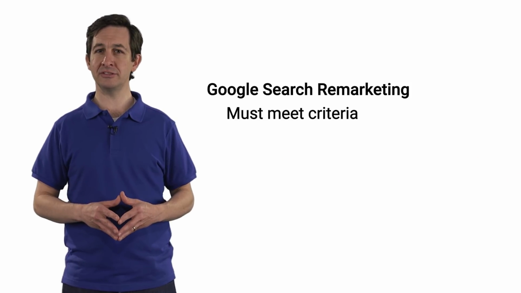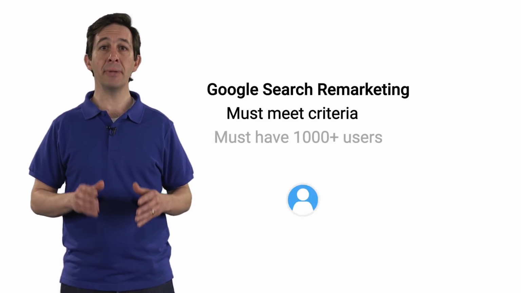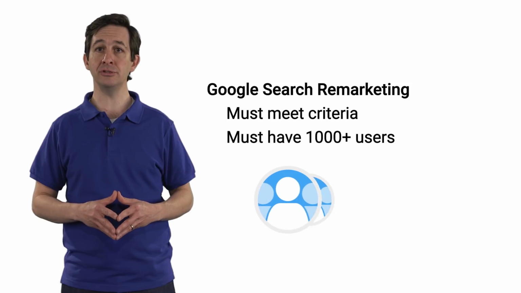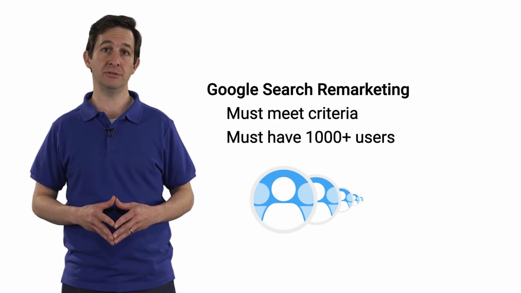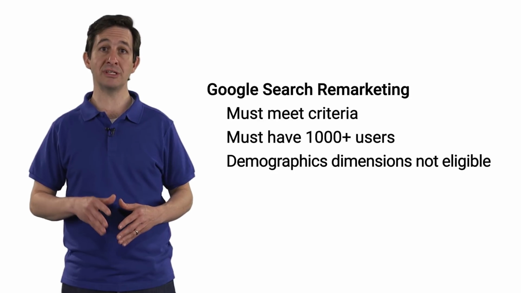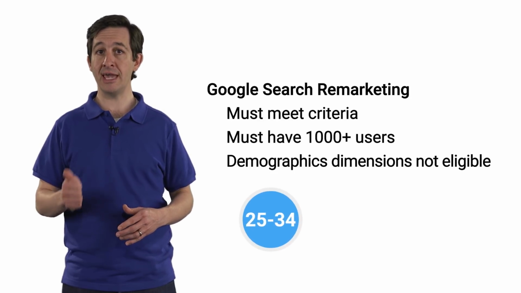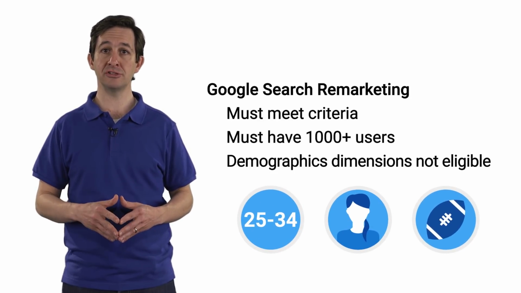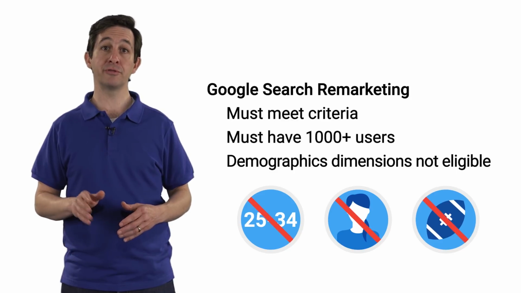An audience list for Google search ads must have at least 1,000 users before it can be used. Note that audiences that include the Google Display Network's demographic dimensions, age, gender, and interests, are not eligible for search remarketing.